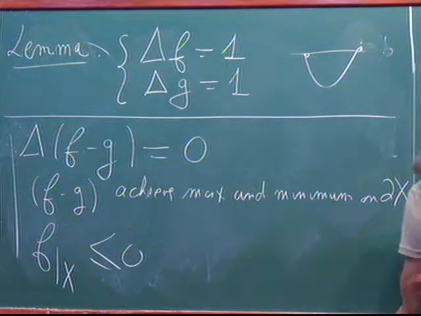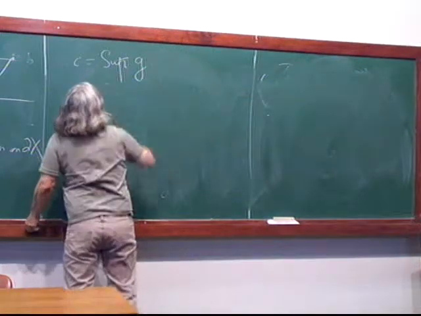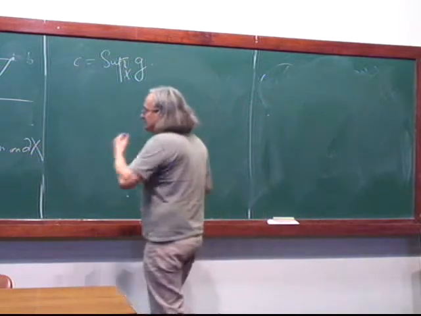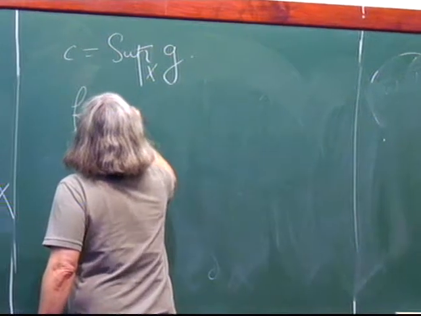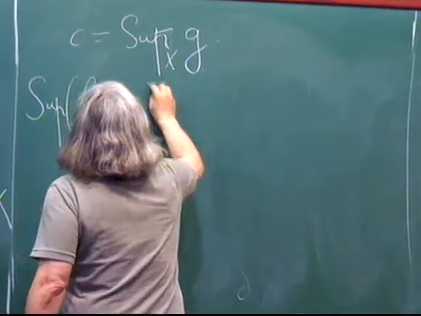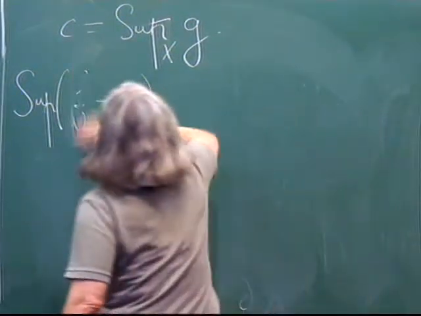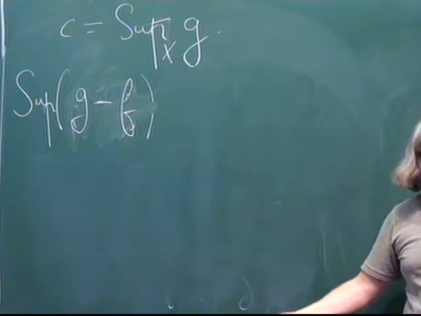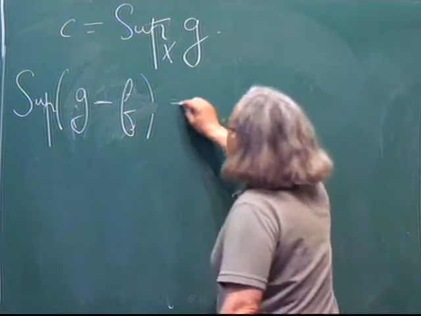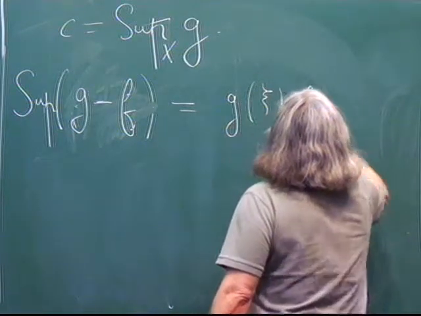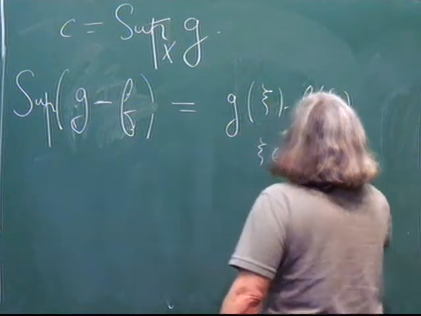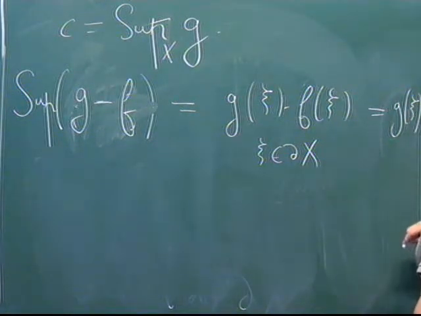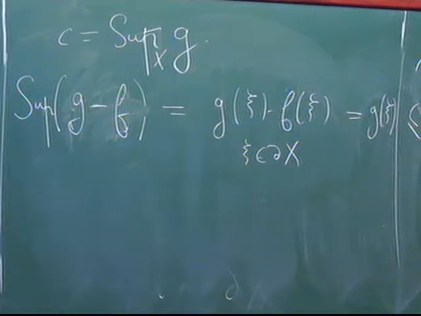Well, let me call C the supremum of g on X. Now, let me write this. The supremum of g minus f, since it's a harmonic function, is achieved on the boundary. So this supremum is something like g of xi minus f of xi for some xi on the boundary of X. But on the boundary of X, f is 0. So this is g of xi, which is less than or equal to C, because C is the maximum of g.